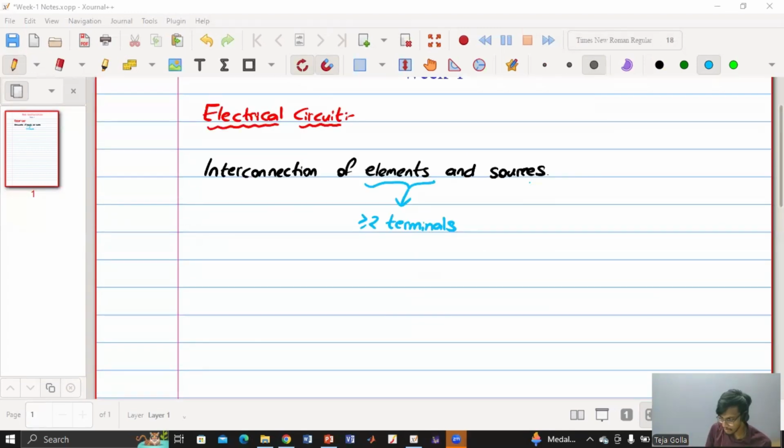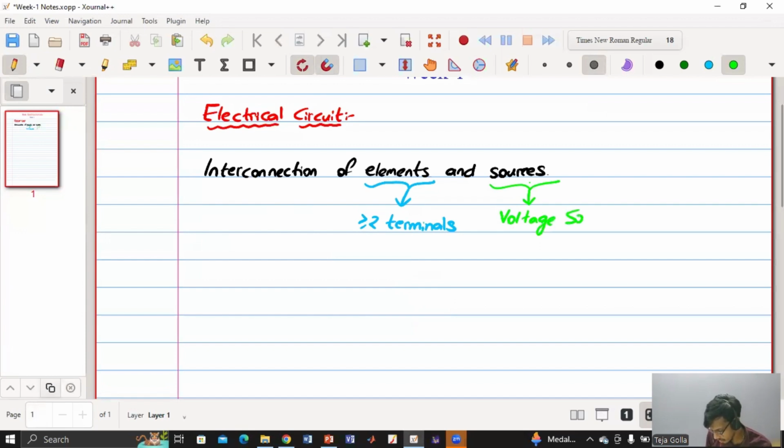And coming to sources, what types of sources do we know? We know two types of sources. One is the voltage source, and another one is the current source. So we'll get into that deeply once we cover each of these concepts.